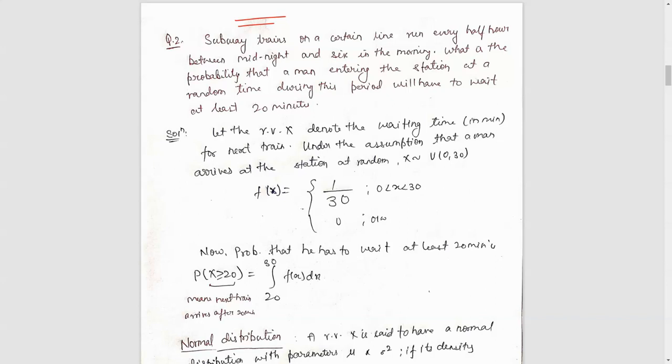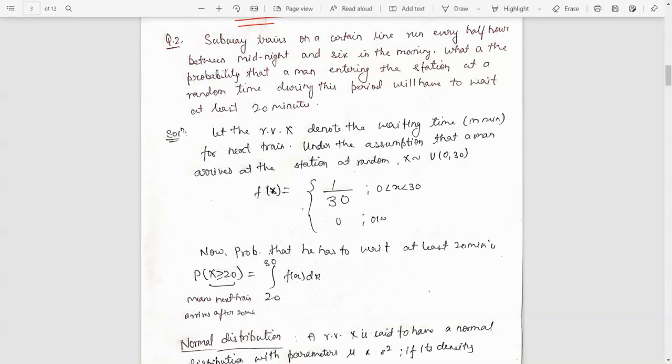And at this place, we can see the subway train example, and let's see what it is. Okay, so it says that there is a line, there is a subway train, and a train runs every half hour between midnight and 6 in the morning. So between 12 and 6, there is a train every half hour. What is the probability that a man entering the station at a random time during this period will have to wait at least 20 minutes?